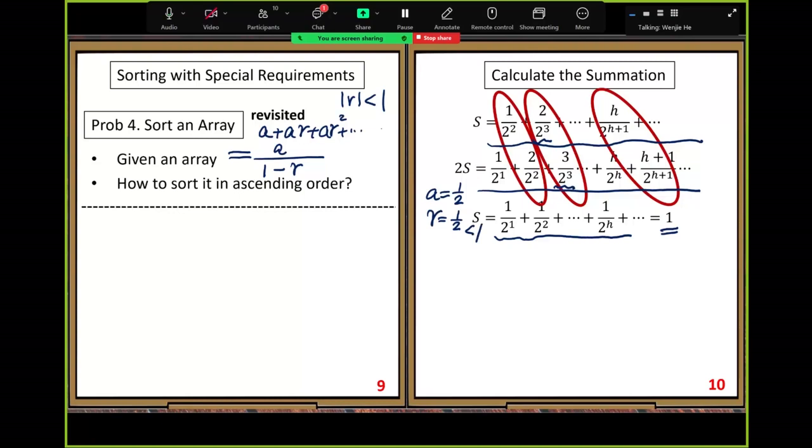So then we can apply the formula here. A, 1/2, over 1 minus R, 1/2, equals 1. So we apply that formula and we get 1.